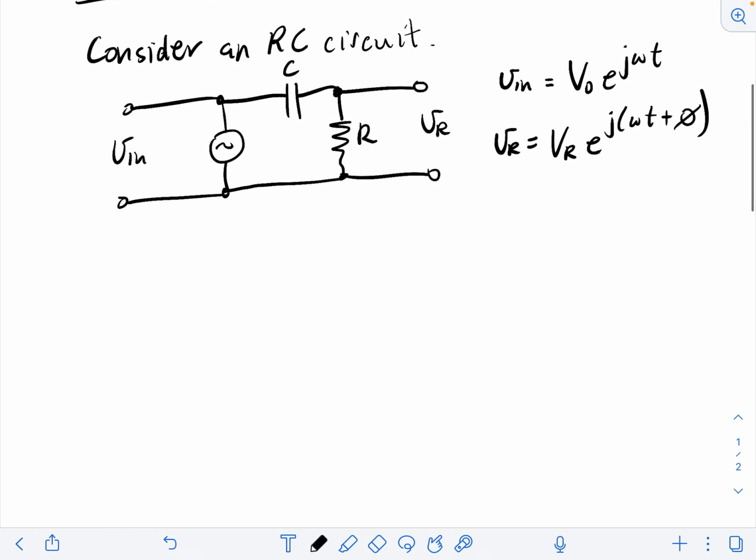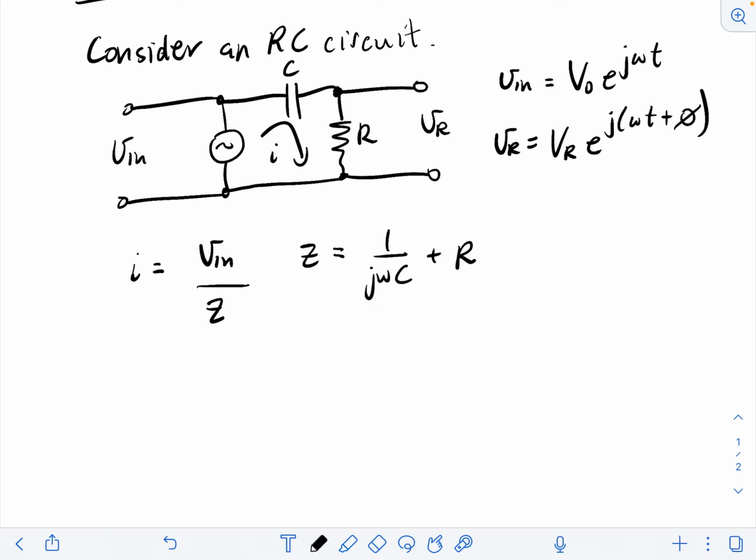So to analyze this circuit, we could look at the current I that flows through the capacitor and resistor, and that's going to be equal to whatever the input voltage is divided by the net impedance of the series combination of the capacitor and resistor. And so this impedance of the capacitor is 1 over j omega C, and then we add to that the impedance of the resistor, which is just R. Written over a common denominator, this is equivalent to 1 plus j omega RC over j omega C.